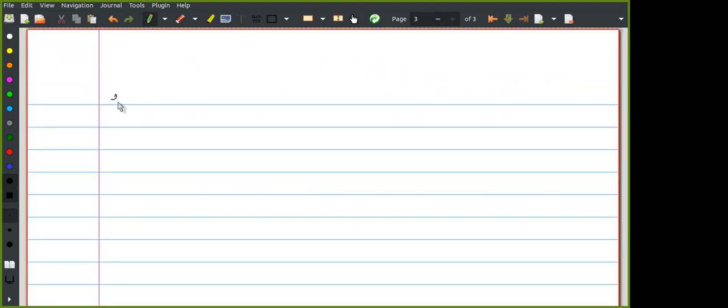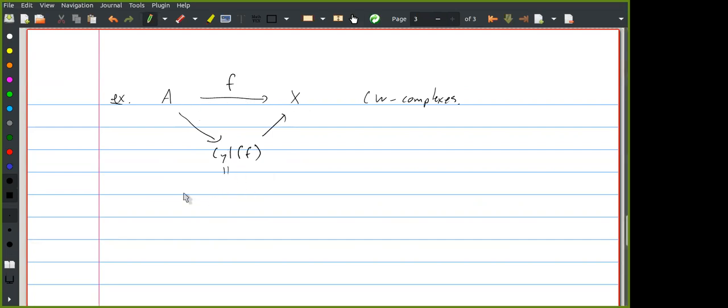So here's an example of how we can use this. Let's say that we have any map of CW complexes whatsoever. So we have a map from A to X, where these are both CW complexes. Sorry, let's say this map is called F. Then we can factor this through an object called the mapping cylinder. The mapping cylinder is X union the A cross an interval, where we've glued the zero end of this A cross an interval to X using the map F.